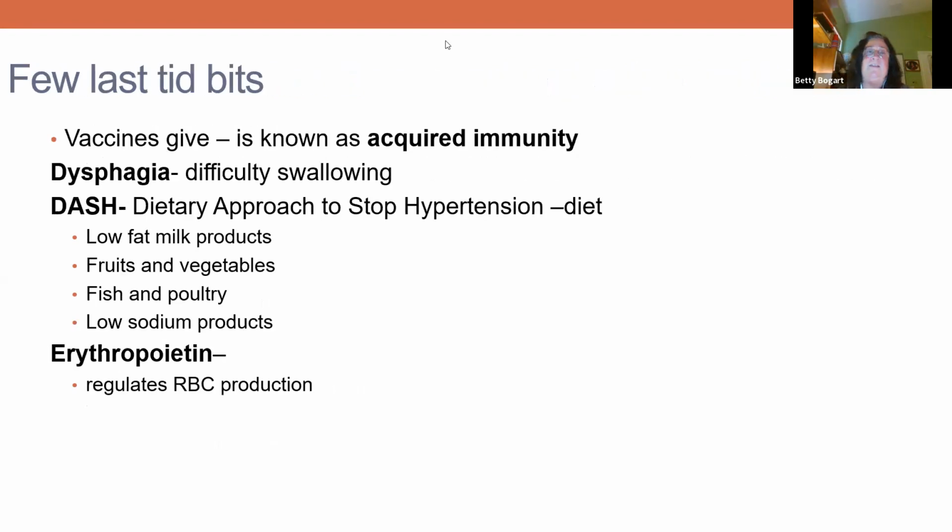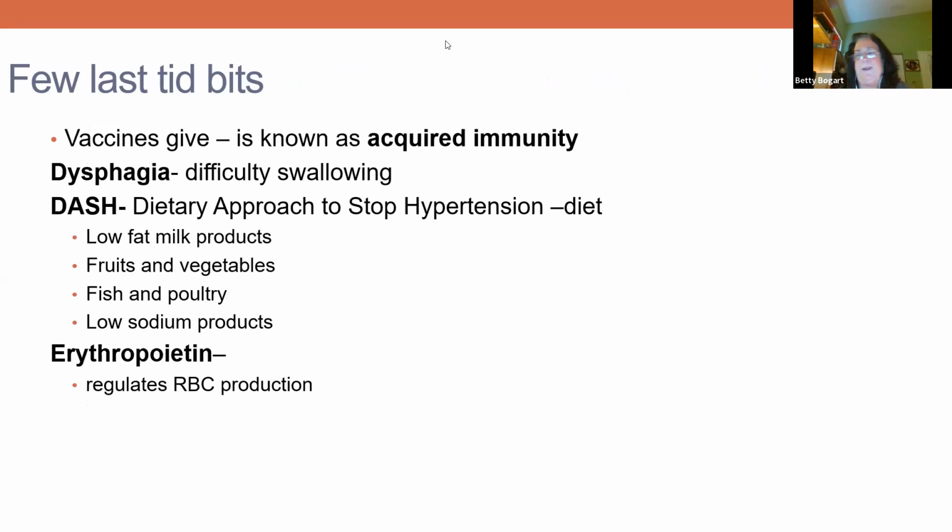So vaccines are given, and this is called acquired immunity. The other way to get it is if you have the disease, but vaccines give the acquired. I don't know how many times I have to say dysphagia today, right? Difficulty swallowing.